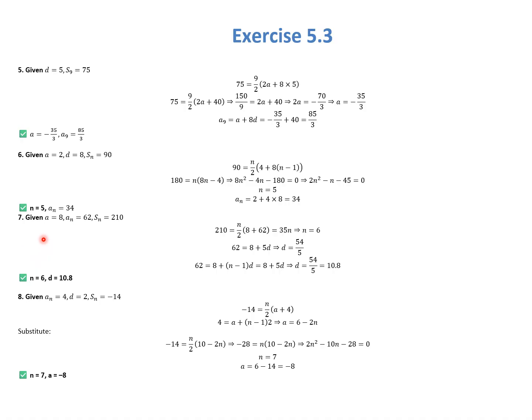In the next question, we have given a is equal to 8, a_n is equal to 62, S_n is equal to 210. We'll again use the same logic. We'll use the formula of n by 2 into a plus l, and we'll solve it. We get the value of n is equal to 6 and 10.8 as the value of d. In the next question, we have given the nth term as 4, d is equal to 2, and the sum of n terms is minus 14.